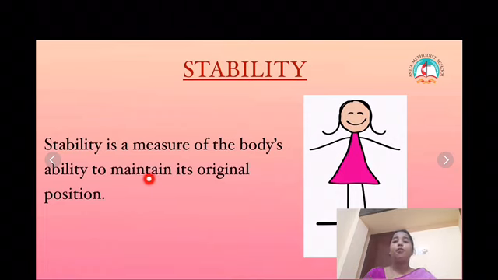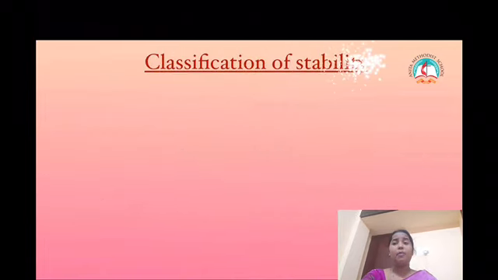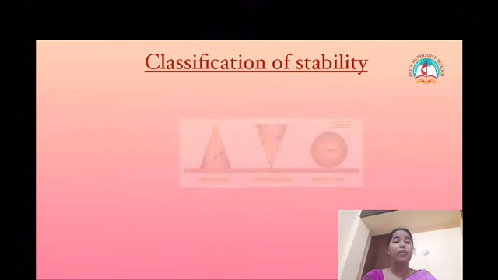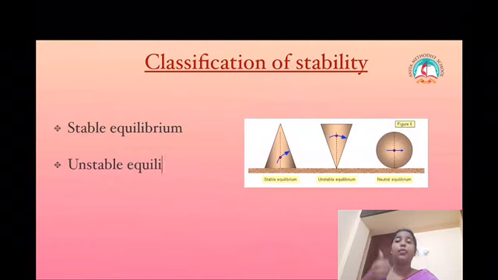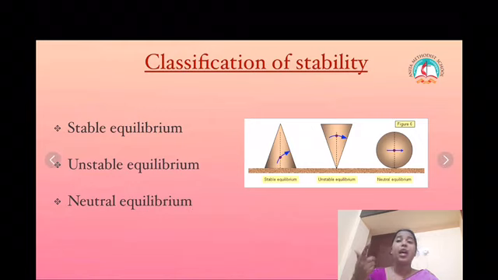So, the state of being stable, that we call stability. Next, we're going to see about the classification of stability. Stability is classified into three types: stable equilibrium, unstable equilibrium, and neutral equilibrium.